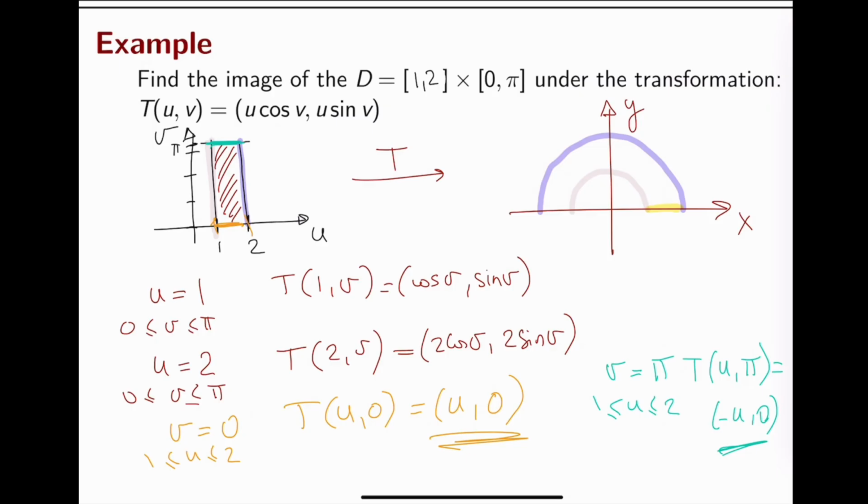So we get just this segment here, where this number is minus 2, this one is minus 1, this is 1, and this is 2. So the whole transformation of this rectangle is this region here.